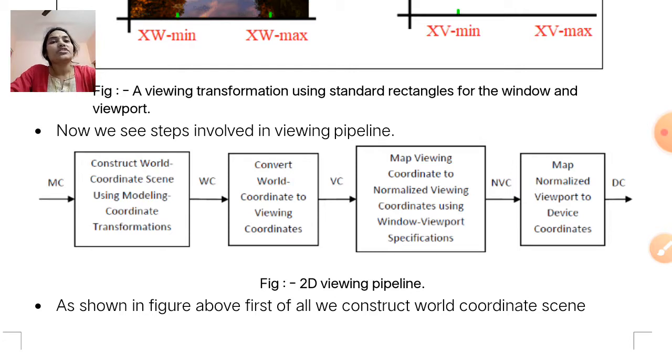That means first modeling coordinate, or MC: we construct the world coordinate using MC, which means modeling coordinate transformation. It will be converted into the world coordinate. Then world coordinate is converted into viewing coordinate, or VC. After that viewing coordinate will be converted into normalized viewing coordinates. Then finally we display in a device coordinate. So this one is your 2D viewing pipeline.